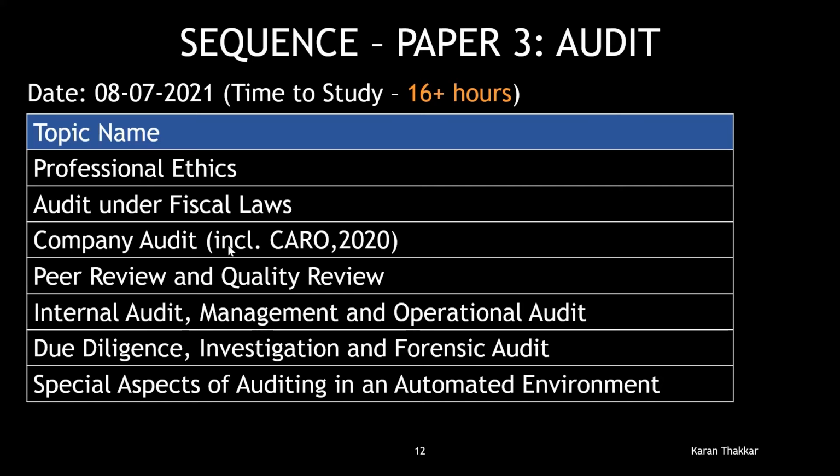Follow it up with peer review and quality review, and then internal audit and due diligence related chapters. At the end of the day, do auditing in automated environment. Answers can be boring, but sometimes you get a 5-mark question from this chapter, so don't ignore.